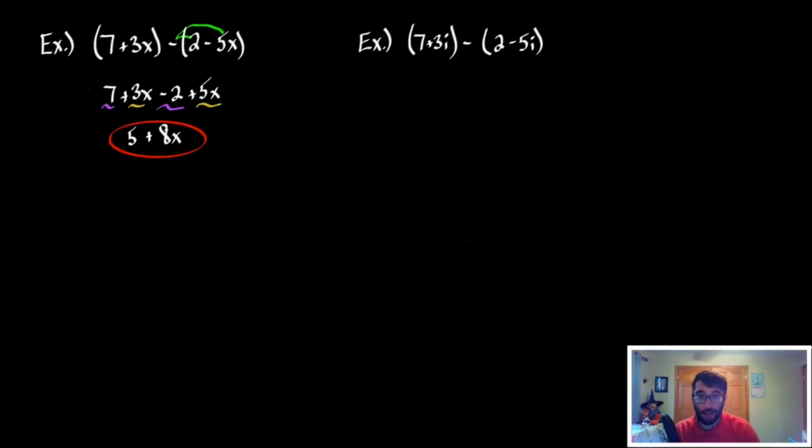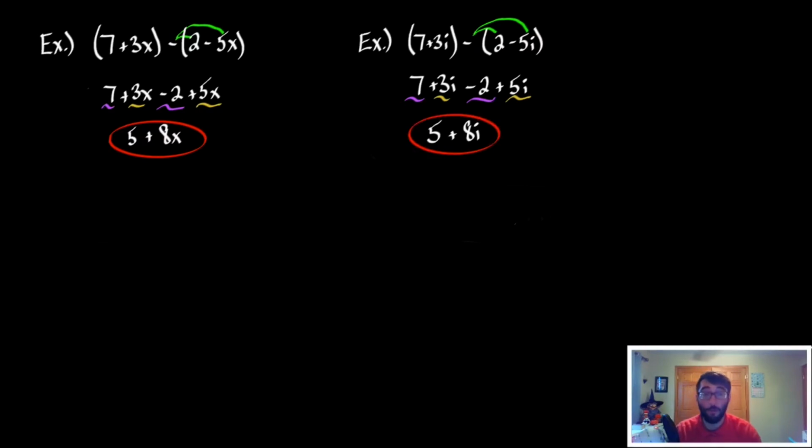Now, the way that we subtract complex numbers is basically the exact same idea. So instead of having 3x and -5x, I just change it to 3i and -5i. We would once again distribute the negative to the 2 and a -5i to get -2 plus 5i, and now we would end up combining like terms. So I would combine the 7 and a -2, which are the real parts, to get 5, and then we would combine the imaginary parts, 3i and 5i, to get positive 8i. And once again, make sure your answer is written in standard form, real part first, imaginary part second, so our final answer would be 5 plus 8i. So that's how we subtract complex numbers.